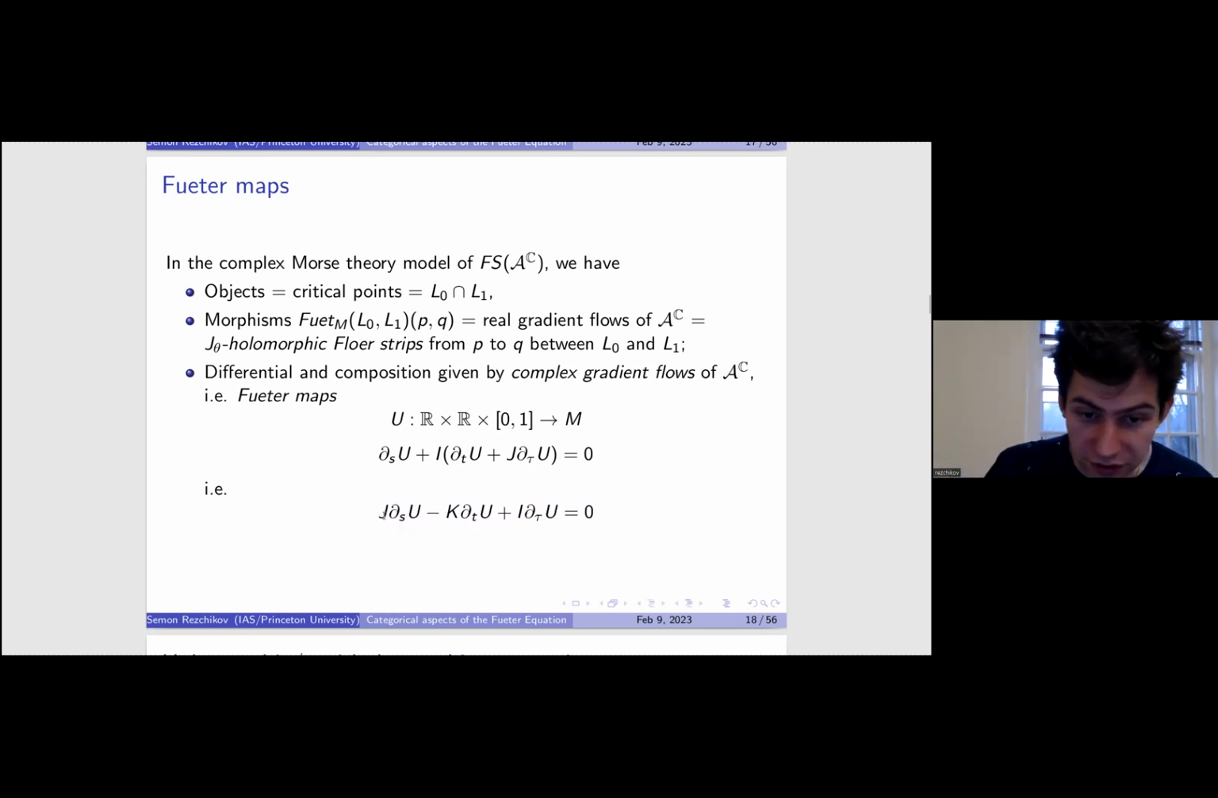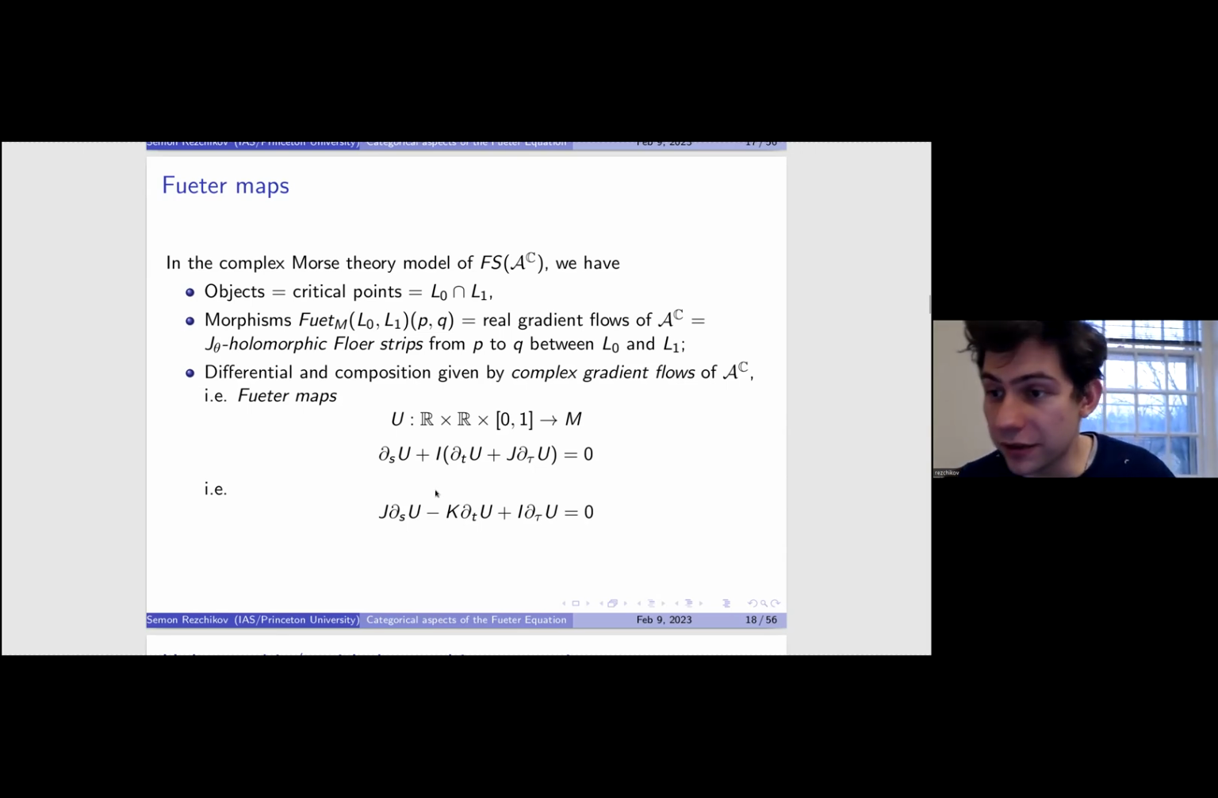Okay, so you have some manifold with a frame, and then you basically say that the quaternion linear combinations of the derivatives of the map with respect to the directions given by the frame sum to 0. That's a Fueter map. So the complex gradient trajectories of the complex symplectic action functional are these Fueter maps.